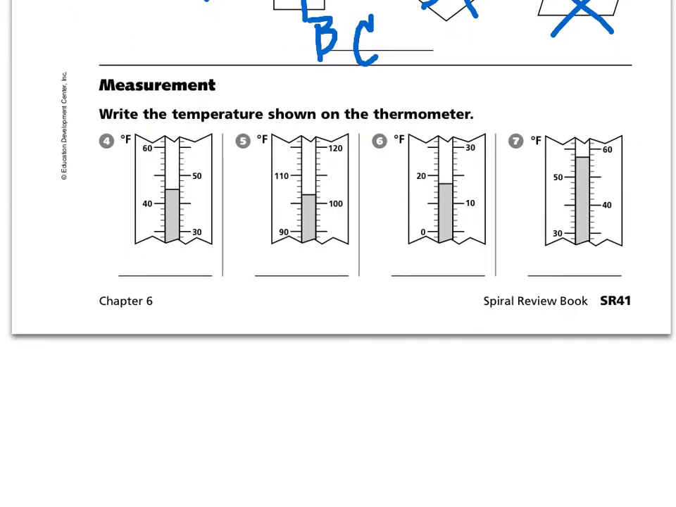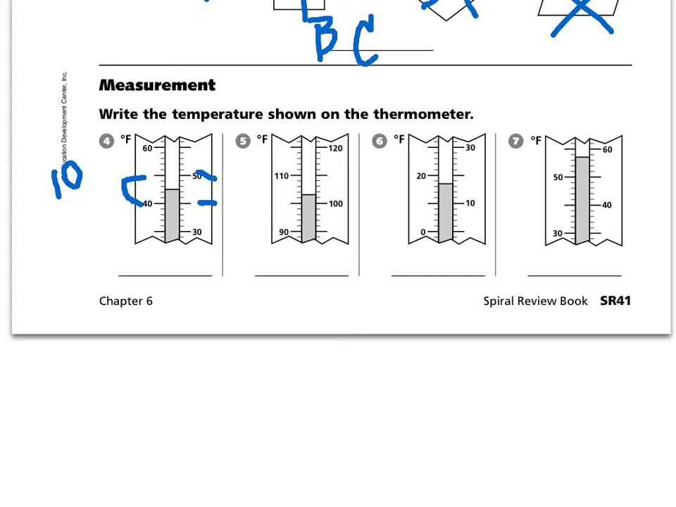For the measurement section, we need to write the temperature shown on the thermometer. So you need to figure out exactly what line it is in between. So I know for number 4, it's in between 50 and 40. I need to figure out how many tick marks are represented here. And I know that the difference between 50 and 40 is 10.